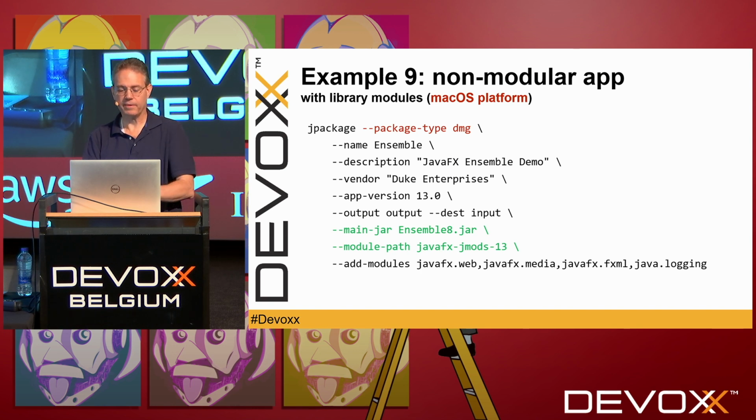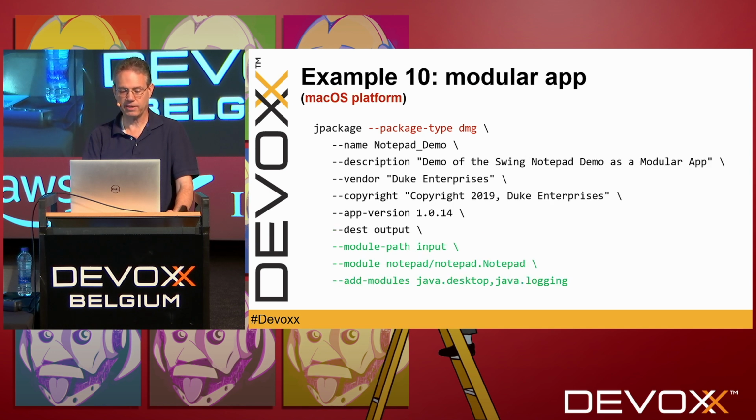And then I have Ensemble 8, which is the same example we saw on Windows, as a DMG file. And so otherwise this is identical, so I just removed the Windows-specific options, the Win shortcut and Win desktop, and I changed the package type to DMG, and now exactly that same script will run and build a Mac application.